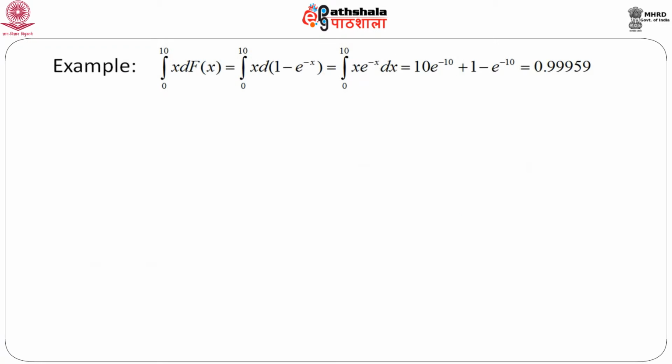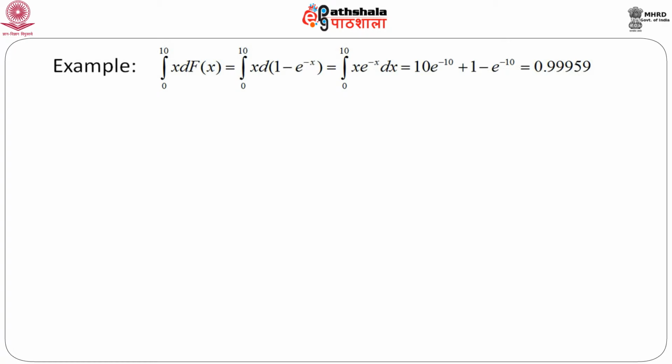It is clear. So, let us consider one small example, where we will show that one can convert Riemann-Stieltjes to Riemann, or switch over from Riemann-Stieltjes to Riemann, under some conditions, obviously. Let us first consider this integral from 0 to 10 of x dF(x), and I call capital F(x) the distribution function of an exponential random variable, which is 1 minus e to the power minus x. Now, a little bit of manipulation gives us the value of 0.99959.